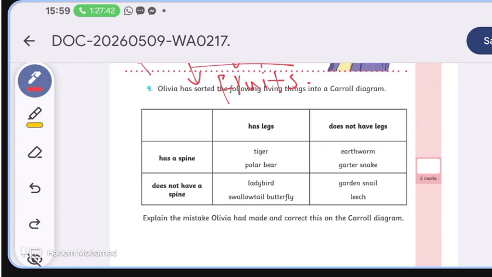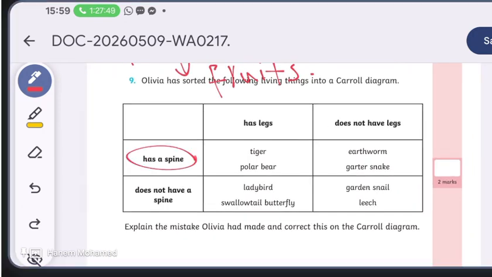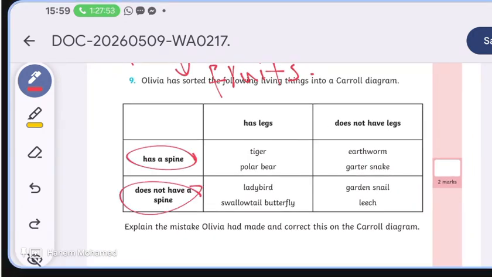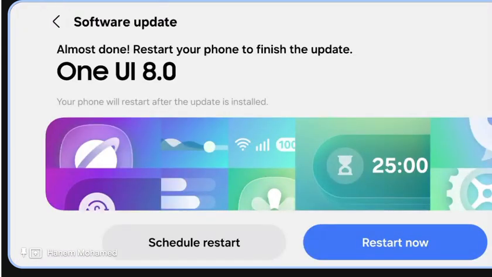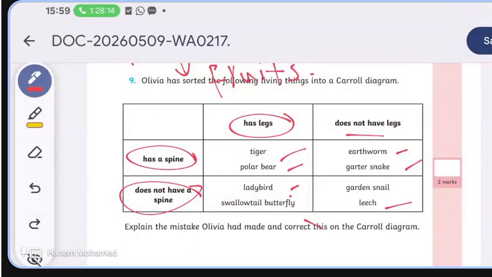Olivia has sorted the following living things into a Carroll diagram. She said, has a spine, it means vertebrates. Doesn't have a spine, invertebrates. And then she put has legs, like tiger, polar bear, ladybird for the invertebrates, and swallowtail butterfly. Doesn't have legs, like earthworm, garter snake, garden snail and leech.